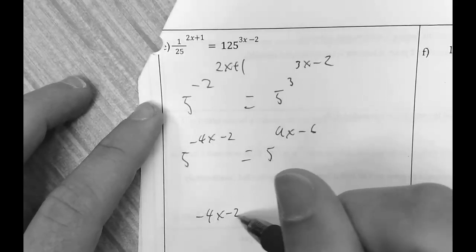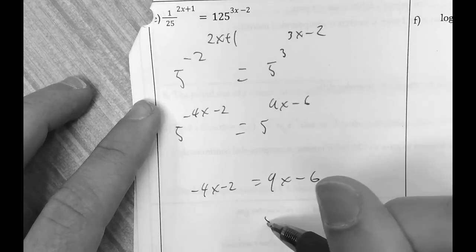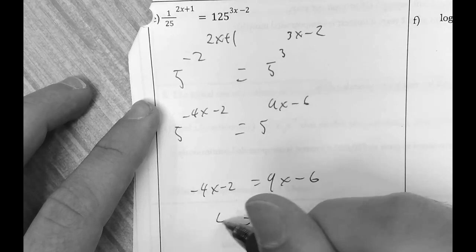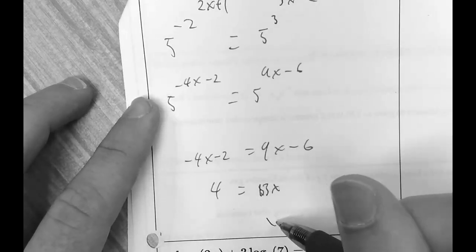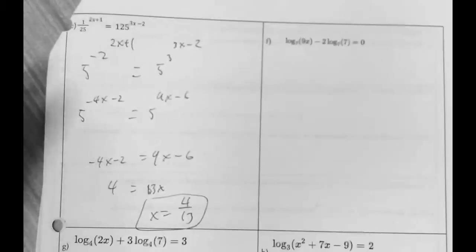So negative 4x minus 2 equals 9x minus 6. Let's get x alone, so we're going to get 13x equals 4. So x equals 4 over 13. Okay? You don't have to check for domain for exponentials because everything is in the domain for exponentials. Okay?